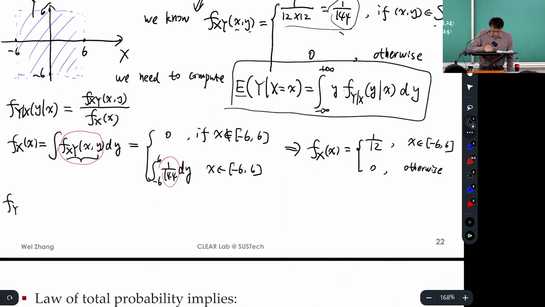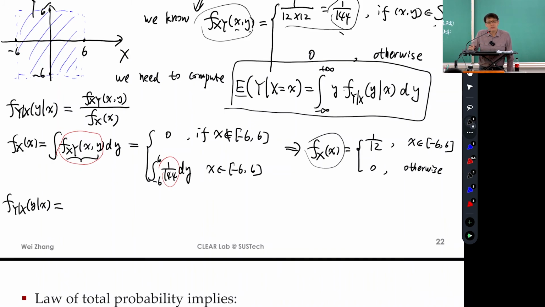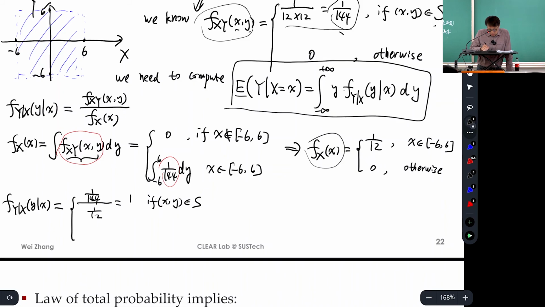The next question I need to ask is y given x, small y and small x. You know this function and you know this function, you just divide them. But you need to make sure you discuss all the possible cases, because this function is defined in terms of its domain and has different expressions. Here it is 1/144. If x and y belong to the square, then the joint is 1/144 and the marginal is 1/12. So it's 1/12 if it's in the square.